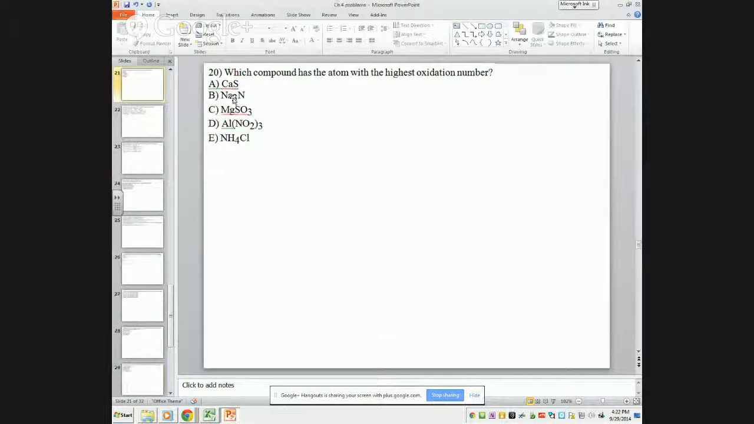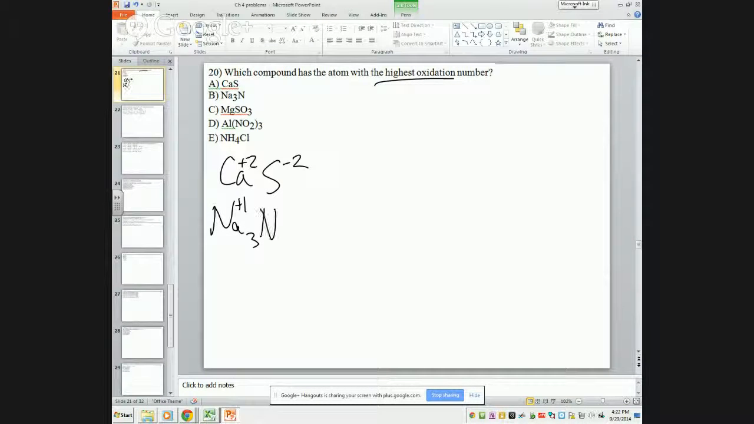20. Which compound has the atom with the highest oxidation number? Again, highest, so most positive one. Well, if I have CaS, that's positive 2 and negative 2. Na has to be positive 1. The nitrite ion is minus 3. Mg is in group 2, so I know it's going to be positive 2.